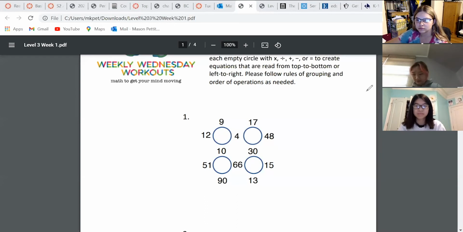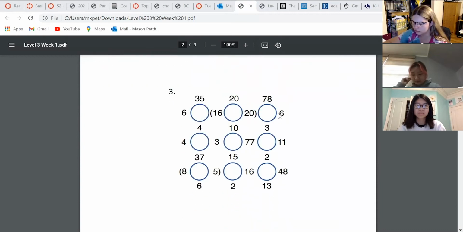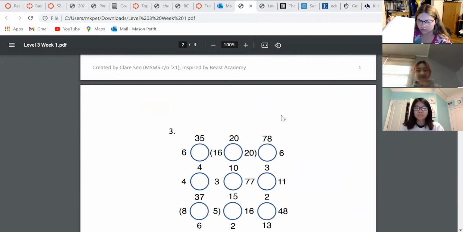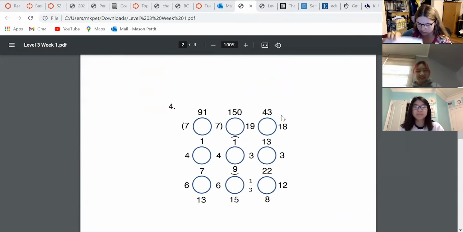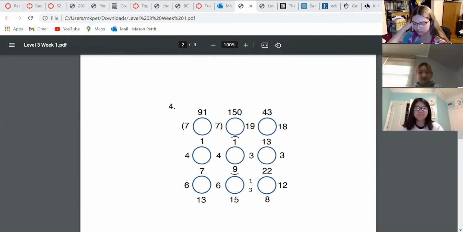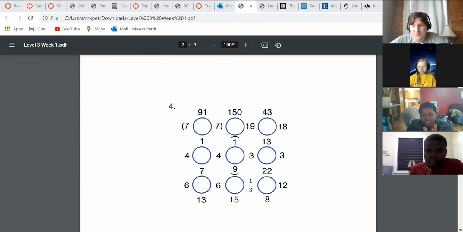So we've done the first one. I'm going to scroll down all the way to number 4. Yes, number 4. And we're going to kind of work this one together. So where do you guys want to start? You can raise your hand or type in the chat. Where would be a good place for us to start?